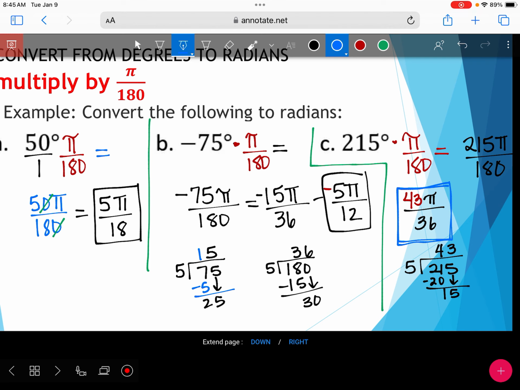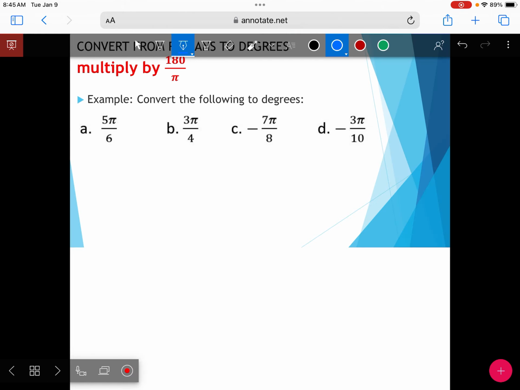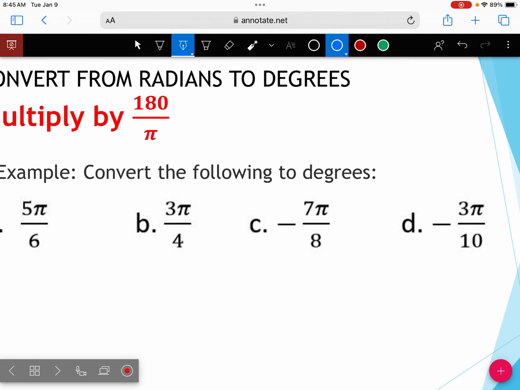So let's go the other way now. And we'll finish this out tomorrow. I just want to start it. Now let's go from radians to degrees. So instead of multiplying by pi over 180, now you're multiplying by, let me zoom in, 180 over pi. So we'll probably only get through the first 2 today. And we'll pick up here tomorrow.